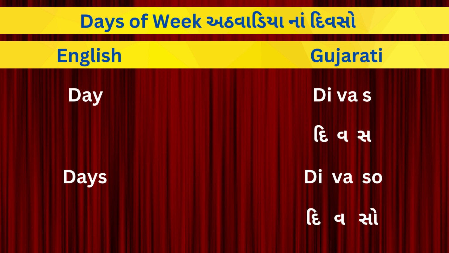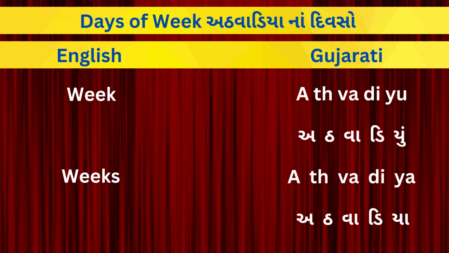And the plural for day is days, and the plural for divas is divso in Gujarati, which is spelled D-I-V-A-S-O. D-I becomes Di, V-A becomes Va, S-O becomes So. So that becomes Divaso. Our next word is week, which is called Athwadiyu in Gujarati.